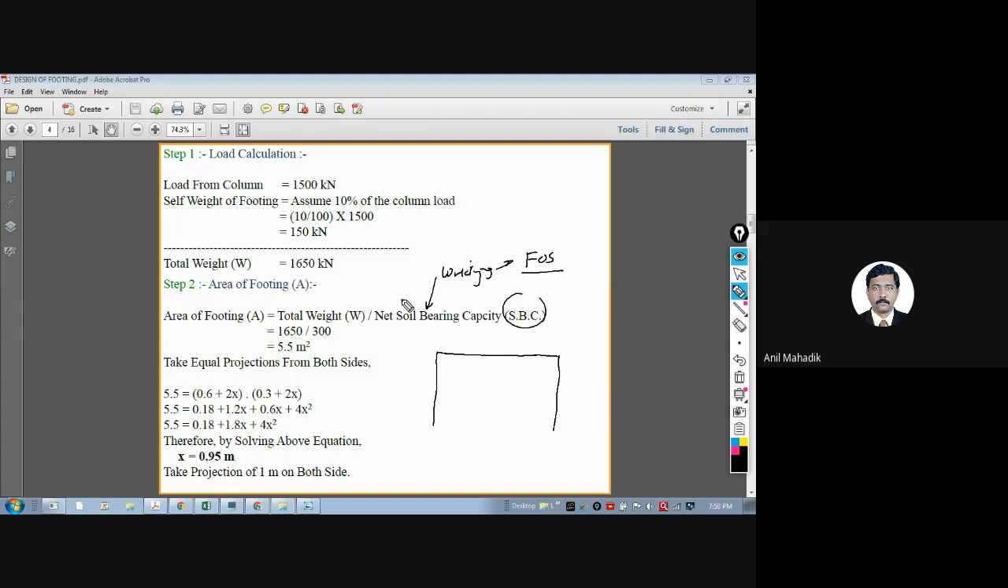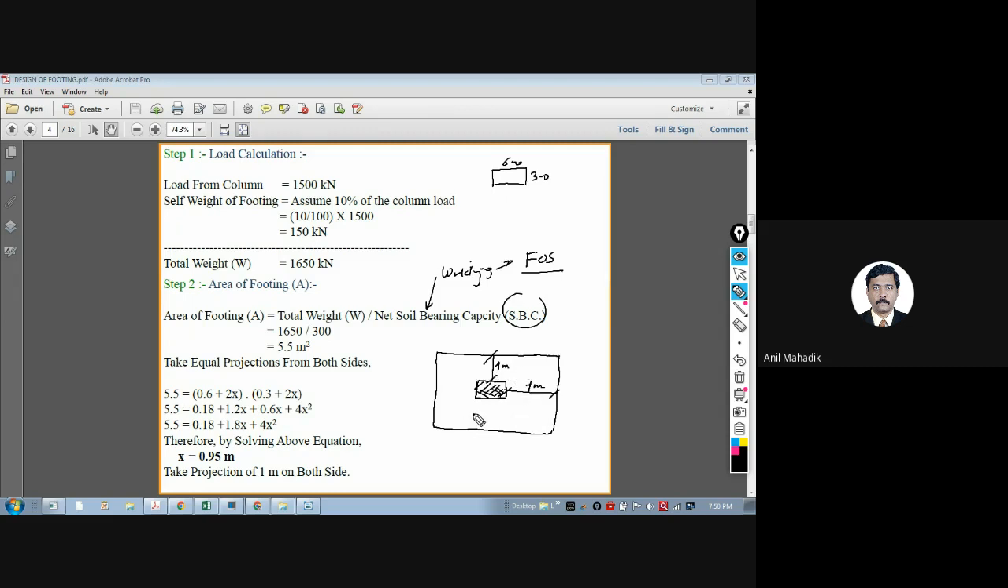Now, as we have the size of the column as a rectangular column, let's say 300 by 600, we can provide rectangular footing. So why do we provide rectangular footing? Generally there is no compulsion actually. So we try to keep this distance as same as this distance, equal projections. If it is 1 meter, then we will try to keep this also as 1 meter.